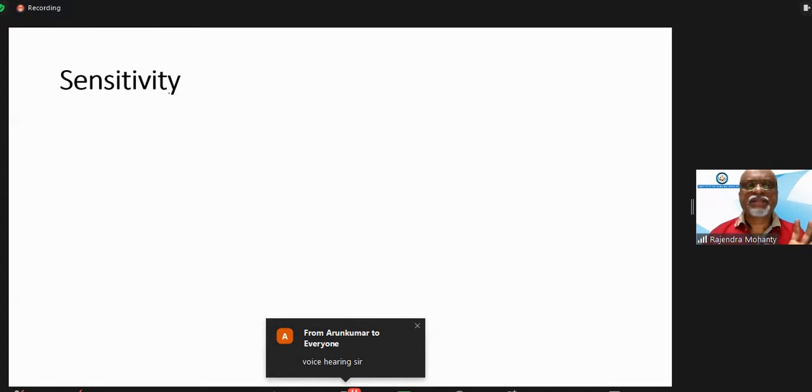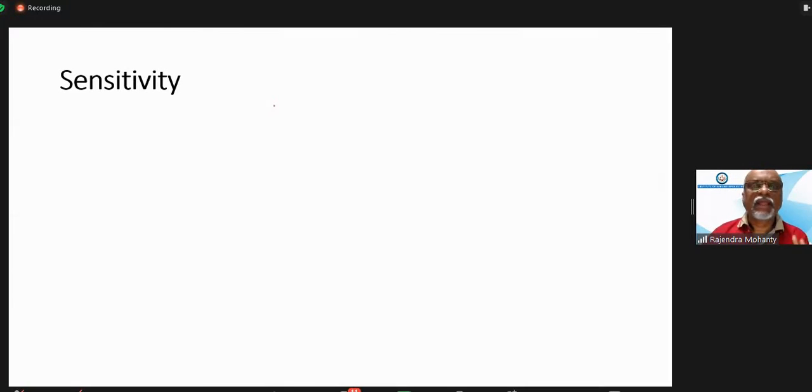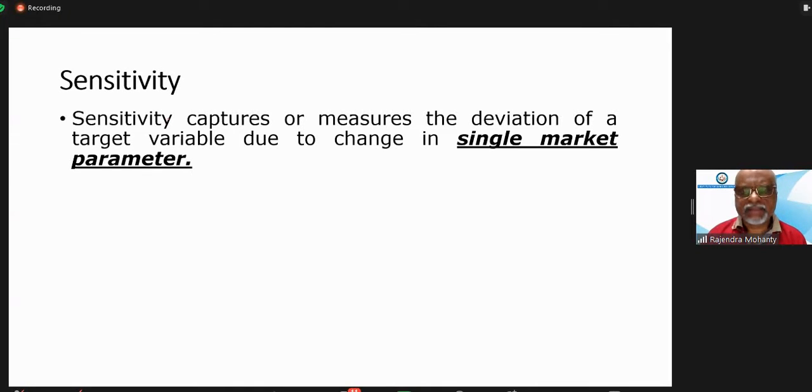So sensitive means how sensitive you are to a particular situation. Some would get angry easily, someone would be very cool. So that means, according to a particular situation, how the movement of your anger is happening. Okay, I will explain that. Sensitivity means it is the measure of deviation of a target variable due to change in a single market parameter. So here our target variable is profit, gain or loss.